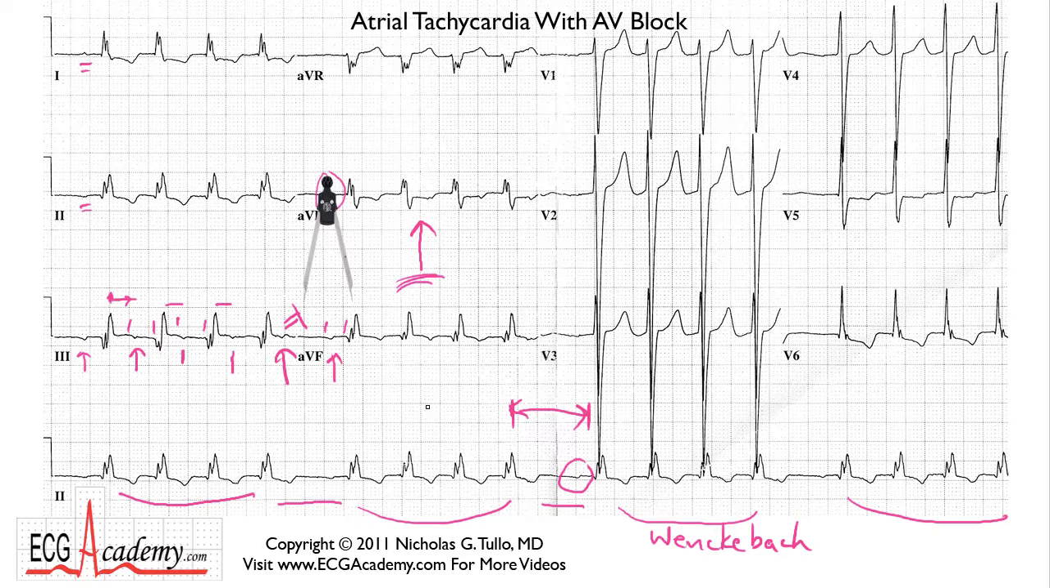So the diagnosis here, we know it's not sinus. It has to be atrial tachycardia with block. Now, what kind of block? We can call it Wenckebach. Some people will call it type 1 second degree.